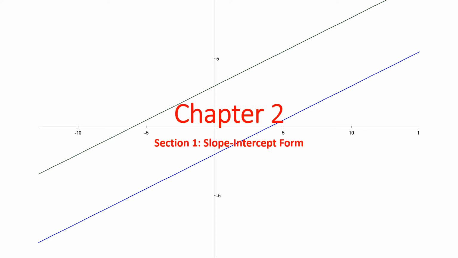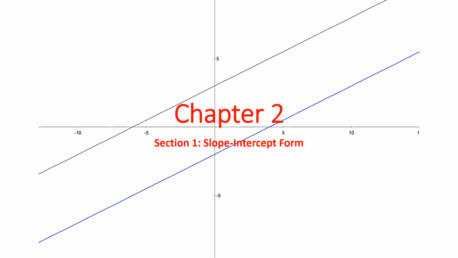The first 3 sections are going to be on different forms of lines. The first one's slope-intercept form, then the second one will be point-slope form, the third one is standard form. In the fourth section, we'll look at parallel and perpendicular lines. So all 4 of these sections are very closely related.